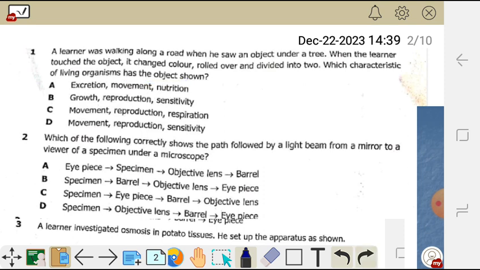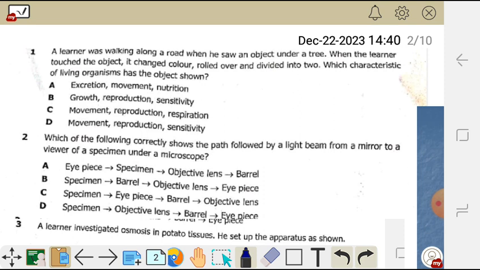So in this question, they are saying the object, when it was touched, it changed color. So once you touch something and it reacts in a certain way, that characteristic is what we call sensitivity. It has sensed. When it is just touched, it senses. So that is sensitivity. Then from there, it rolled over. So rolling, that is, it moved. So that characteristic is moving. It moved by rolling.